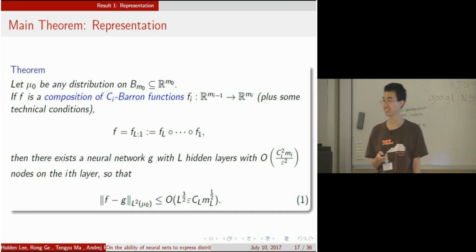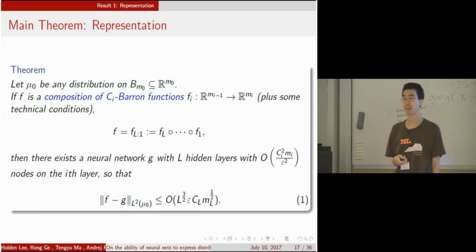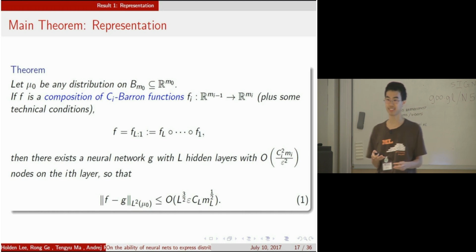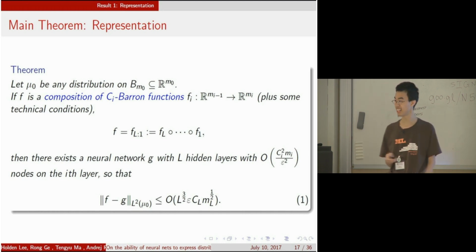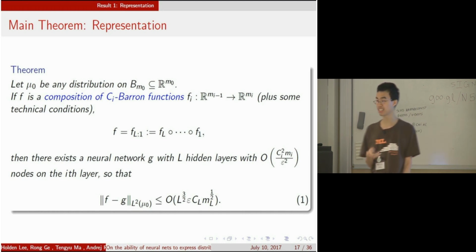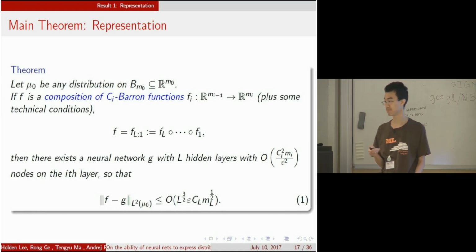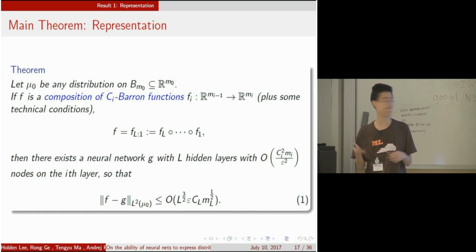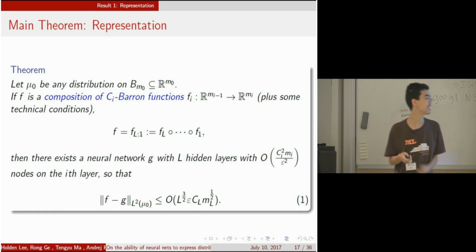So here's the setup. We have mu0, a distribution on the unit ball in m0 dimensions. If f is a composition of L different Barron functions, say with Barron constant Ci, then we can approximate f by a neural network with L plus 1 layers, with a polynomial number of nodes in all these parameters.